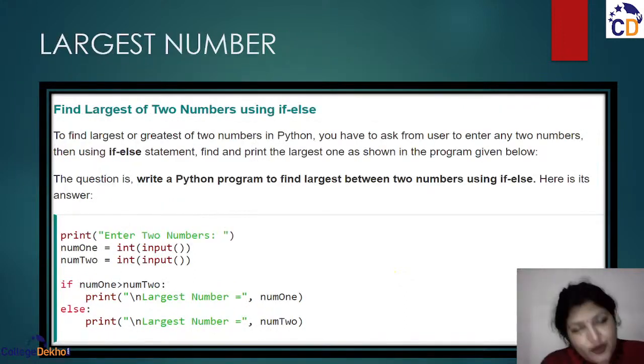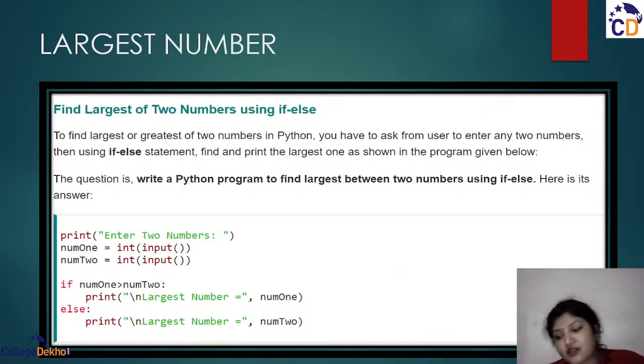Next we have a most important program, as many interviewers ask how to get the largest number between two numbers, between three numbers, between four numbers. So based on the count of numbers you need to increase the if else statements as well, right? So let us start with this. To find the largest or greatest of two numbers in Python, you ask the user to enter any two numbers, and then using an if else statement find and print the largest number as shown in the program given below. The question is how to find the largest number among two numbers.